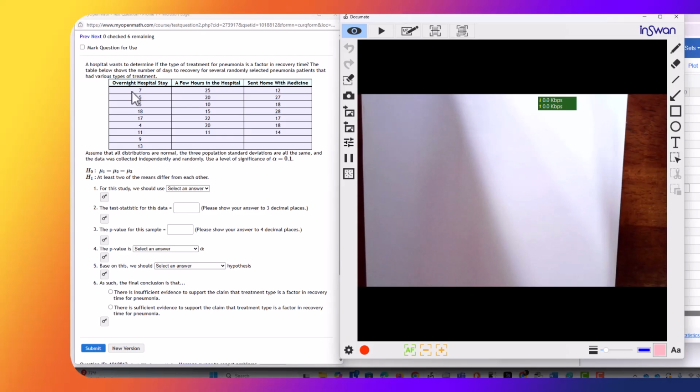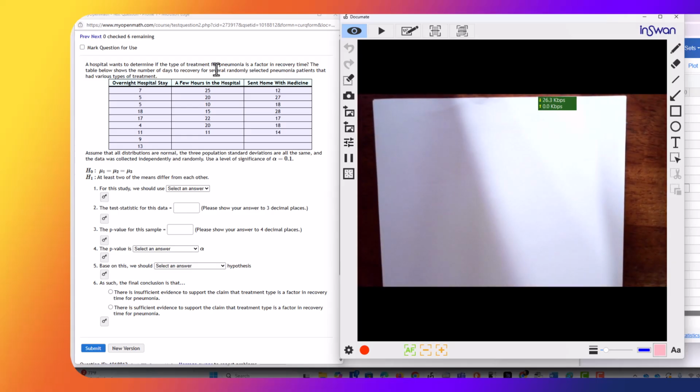Looks like I have the problem we're given. A hospital wants to determine if the type of treatment for pneumonia is a factor in recovery time. The table below shows the number of days to recover for several randomly selected pneumonia patients that had various types of treatment. So we have the overnight hospital stay, a few hours in the hospital, and sent home with medicine, and then you're given the recovery time in days here.